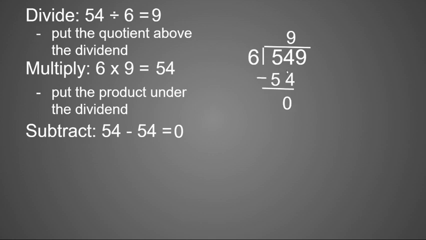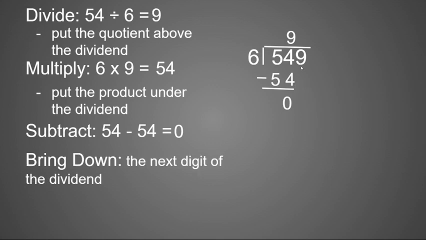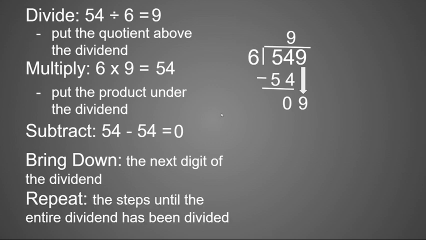So after I divide, multiply, subtract, I bring down. Good. Bring down the next digit. So the next digit in my dividend is a 9. So I'm going to drop that 9 right down there by my 0. Now I'm going to continue to repeat these steps. So I'm going to use my new number that's at the bottom, 9 divided by 6. Let's see if I can do it right this time. My goodness. So 6 can go into 9 one time. So I'm going to put my 1 above. And 1 times 6 is 6. So now I'm going to subtract. 9 minus 6 is 3.